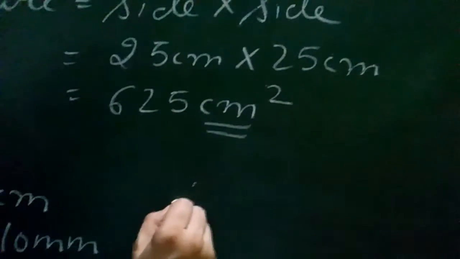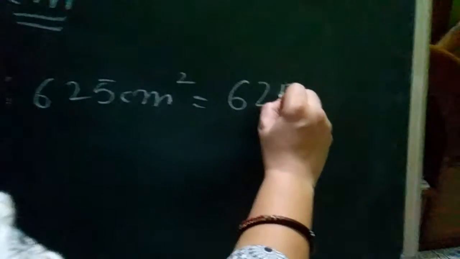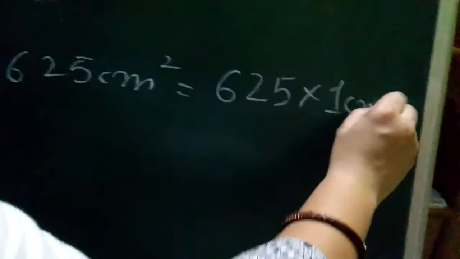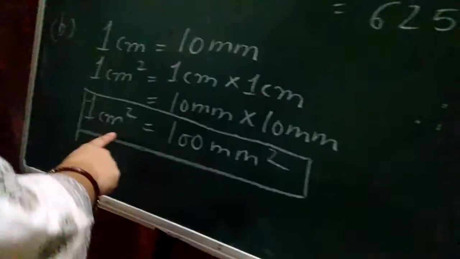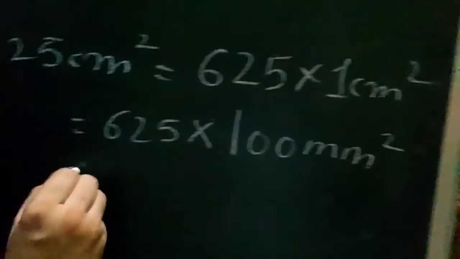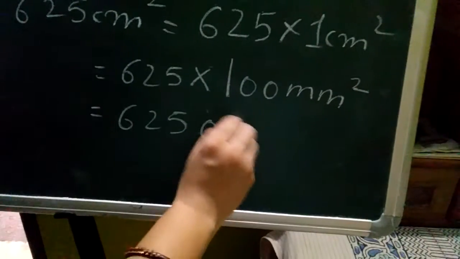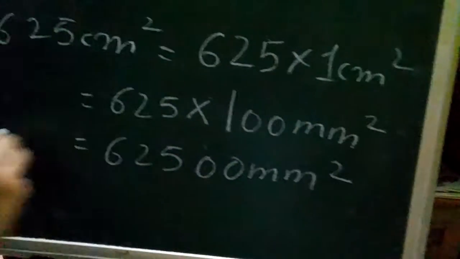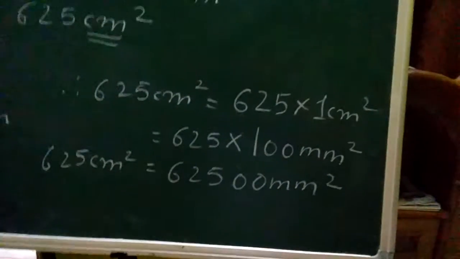So what is the area given here? Therefore 625 centimeter square is equal to 625 into 1 centimeter square, which is 625 into 100 millimeter square, and when you multiply 625 into 100 it gives you 62500 millimeter square. Therefore 625 centimeter square is equal to 62500 millimeter square.